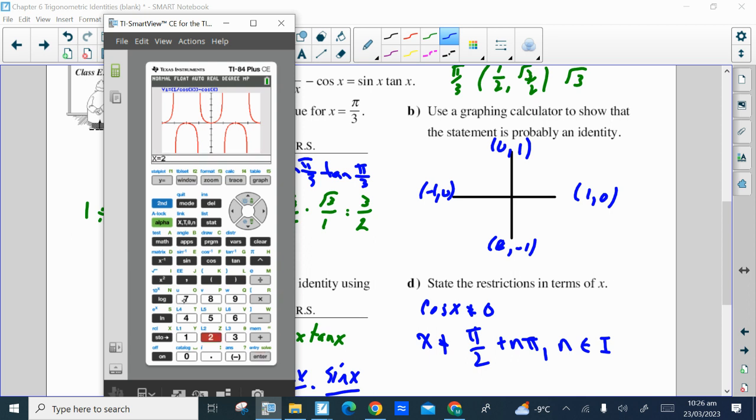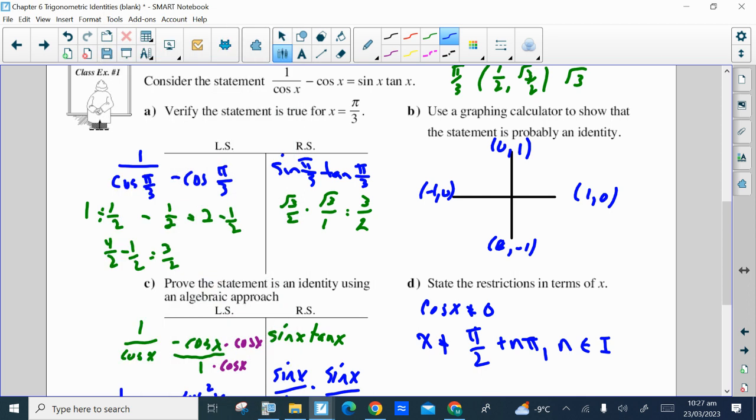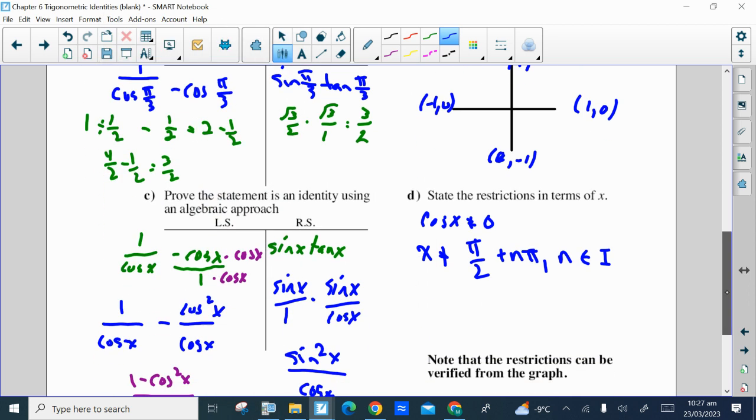If I go to 270 degrees, again, no y value is returned on the first equation. On the second equation, if I let x equal 270, again, no y value is returned. I can check negative 90. For the second equation, no y value returned. For the first equation, no y value returned. So I can use my graphing calculator to verify my restrictions, my non-permissive values.